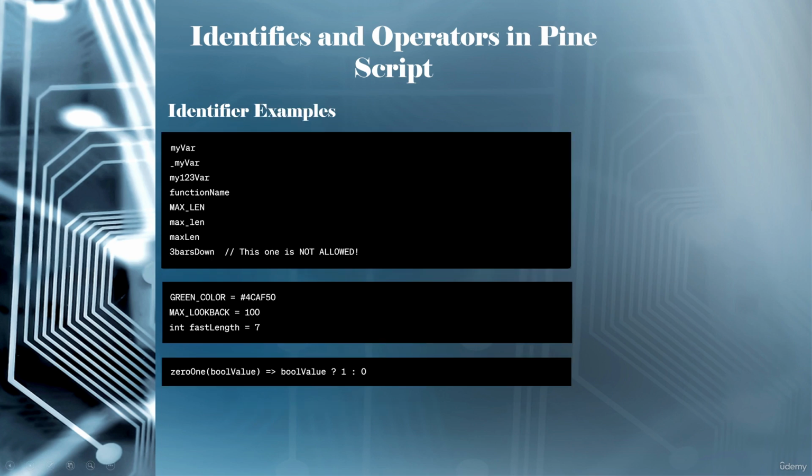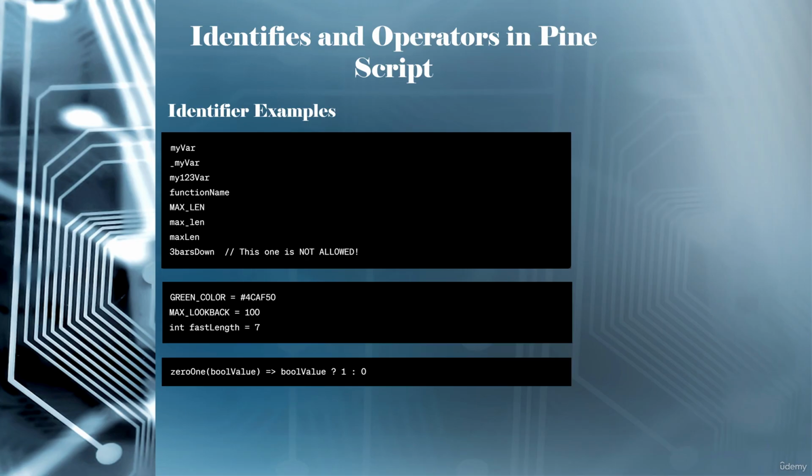First, let's study identifiers in PineScript. In the world of TradingView PineScript, we use special names called identifiers for variables and functions we create in PineScript. Now, identifiers have some rules. They start with a big letter from A to Z, a small letter from a to z, or an underscore. In other words, it's alphanumeric, but it can start only from a letter.